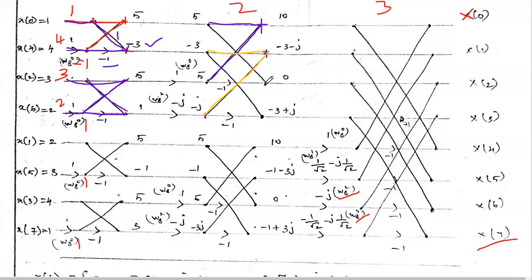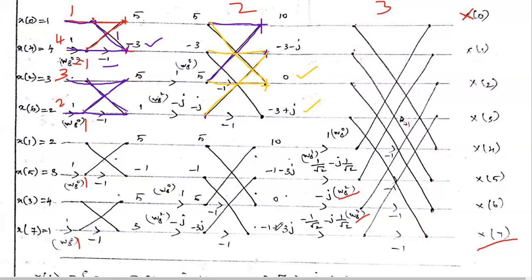Okay. Similarly, what is the output here? What is the output in this third node? 5 is coming here. Here the 5 is multiplied with minus 1. Okay. You just remember here there is a minus 1 multiplier. So 5 multiplied with the minus 1, minus 5. So 5 minus 5, the answer is 0. Okay. Similarly, in this, the minus 3 is coming here. Here, the minus j multiplied with the minus 1, plus j. So minus 3 plus j.